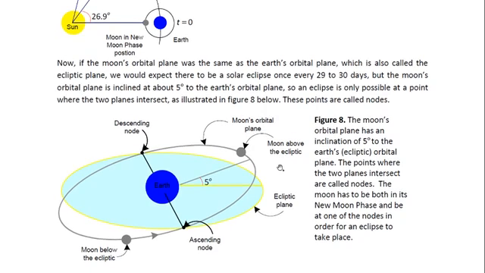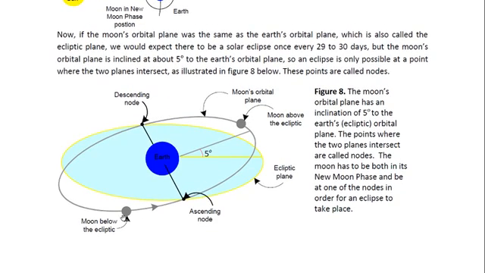But this does not happen, and the reason why it doesn't happen is because the two planes are not in the same plane. In other words, the moon's orbital plane is at an angle of 5 degrees to the Earth's orbital plane, or the ecliptic plane. So the new moon phase does not give rise to an eclipse unless the moon is at a position where the two planes coincide. And the points where the two planes coincide are called nodes.